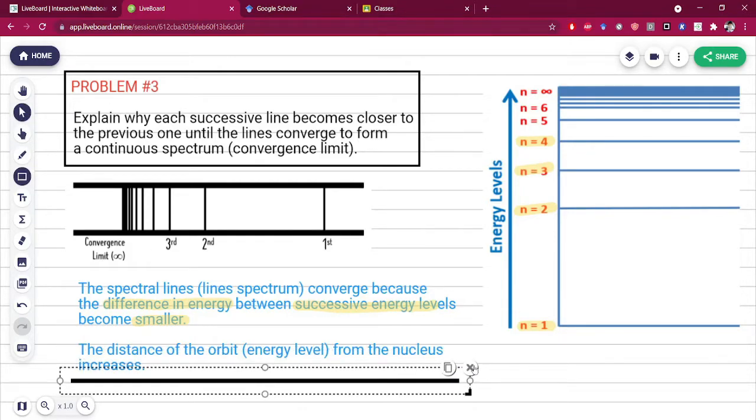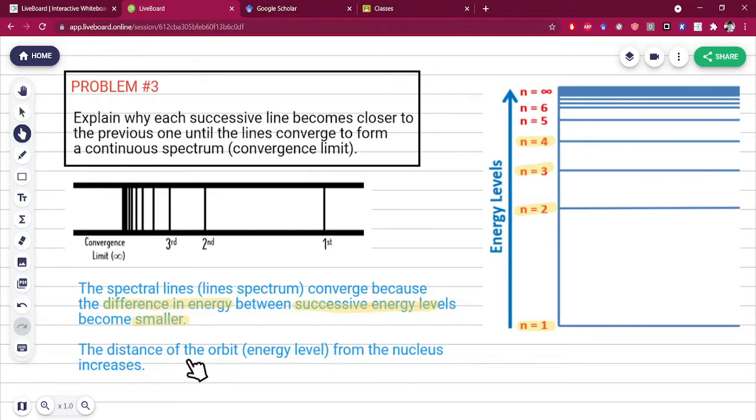And then point number two, the distance of the orbits, the energy levels. So these are the orbits. These energy levels are going to be further and further away from the nucleus. You can imagine the nucleus is going to be right over here, closest to n equals 1. So the energy levels come further and further away from the nucleus, and that's another reason why the difference in energy between successive energy levels is becoming smaller. So this is the standard answer for this question if you get it in exams.